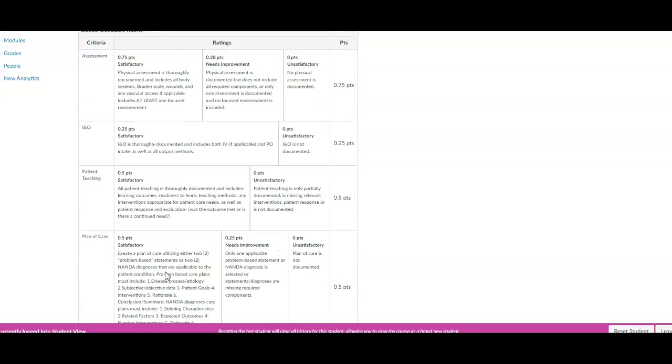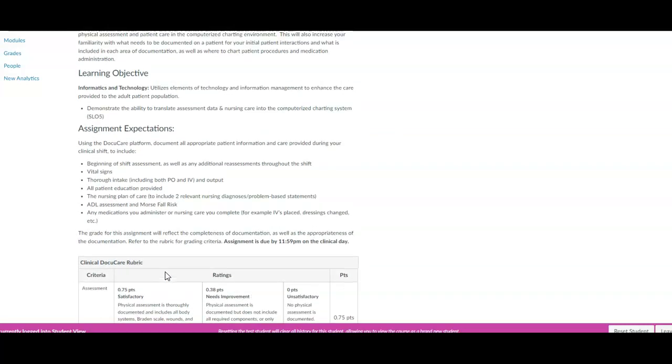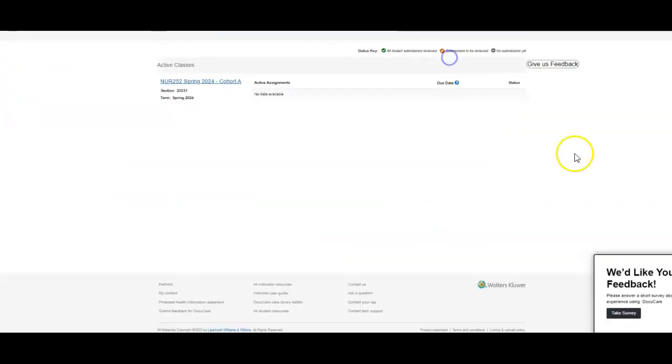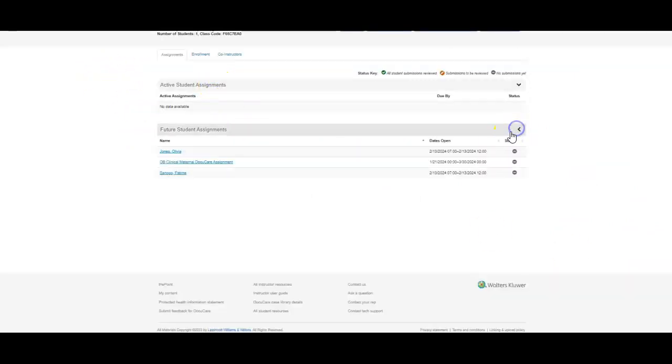Please, please, please do not start a clinical documentation assignment. So we'll go ahead and go over to Course Point so that you can see how to log into your assignment. So once in DocuCare, you will find your cohort information. You will click on it and you will select the OB Clinical Maternal DocuCare assignment.